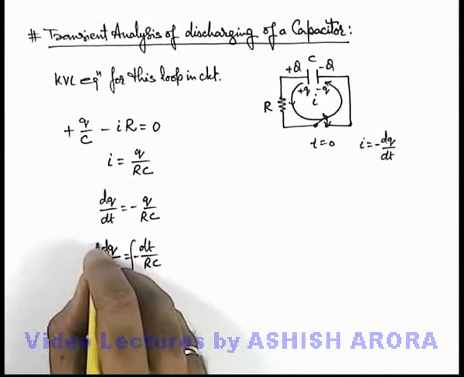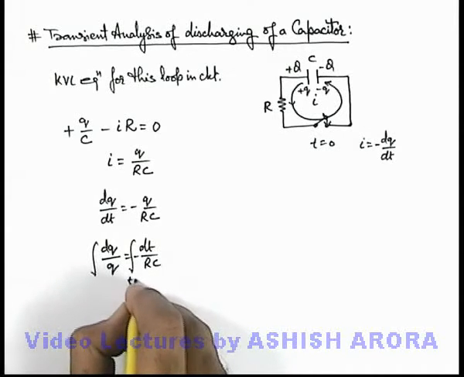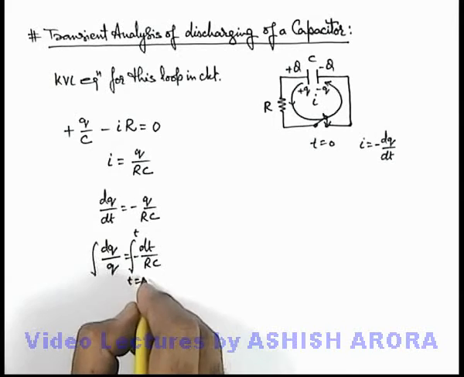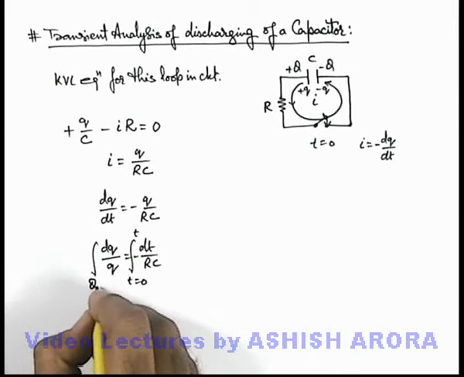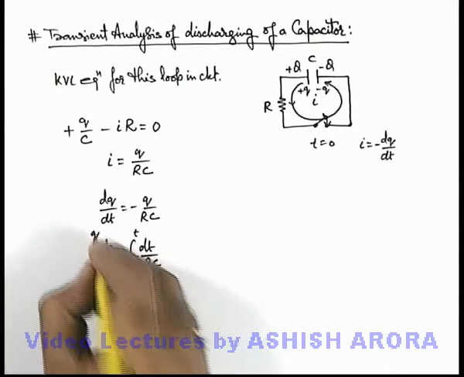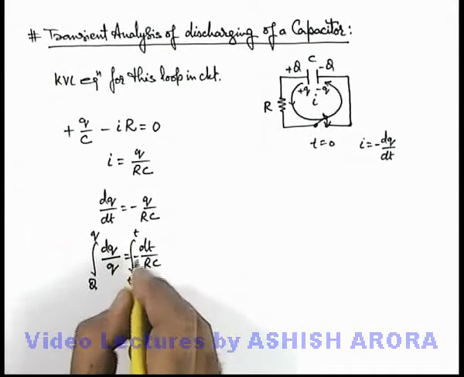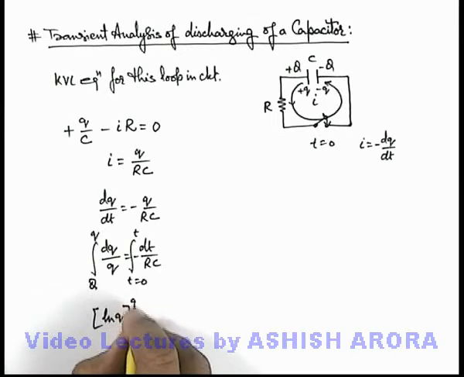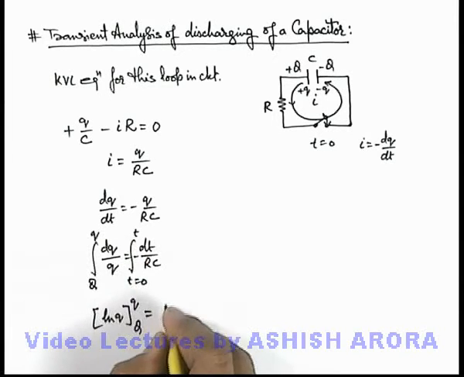And if we integrate it on both sides from 0 to t, and if we talk about the charge, initially at t equal to 0, charge was capital Q, and at time t it reduces to small q. On the left hand side, after integrating, we get ln of q within limits from capital Q to small q, and on the right hand side, integration of dt is t, so this is minus t by RC.